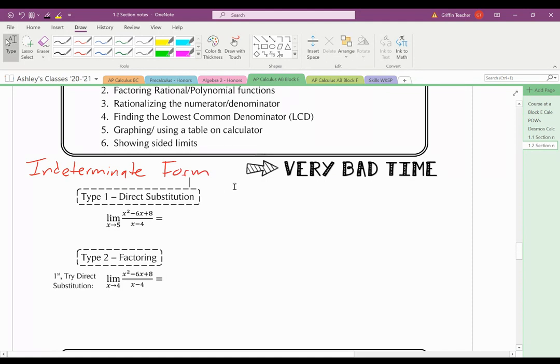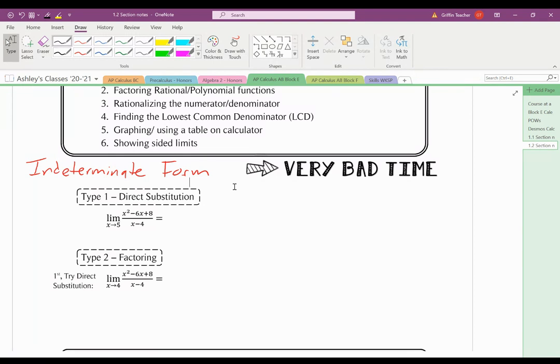So the 0 over 0 and infinity over infinity forms, those are called indeterminate forms. So whenever you get an indeterminate form, that just tells you direct substitution does not work. So then you have to use a different method in order to find the limit.